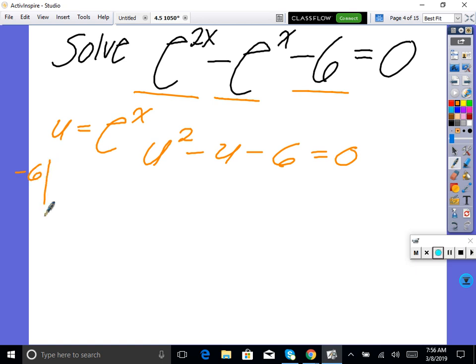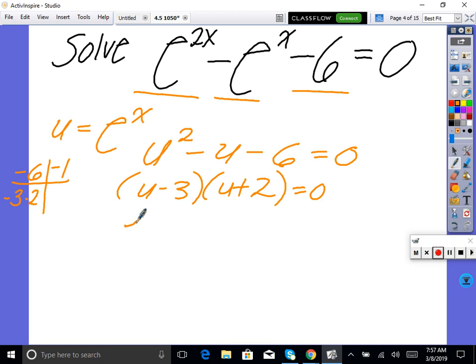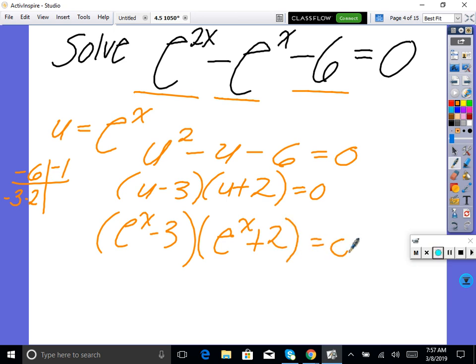What multiplies to be negative 6 and adds up to be negative 1? 3 times 2, negative 3. It quickly factors to be u minus 3, u plus 2. But u is e to the x. So we actually have e to the x minus 3 times e to the x plus 2. And now don't we set each of those equal to 0 and solve?